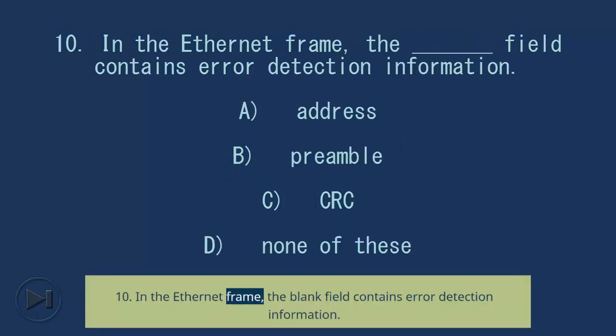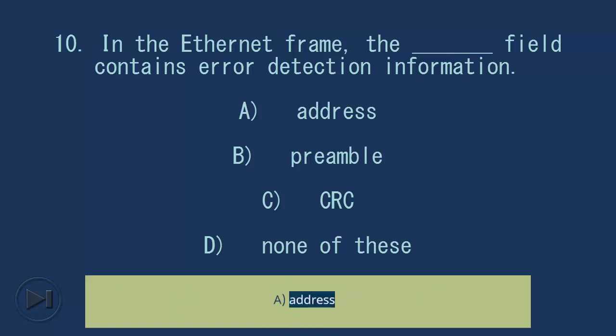10. In the Ethernet frame, the blank field contains error detection information. A. Address. B. Preamble. C. CRC. D. None of these. Answer, C. CRC.